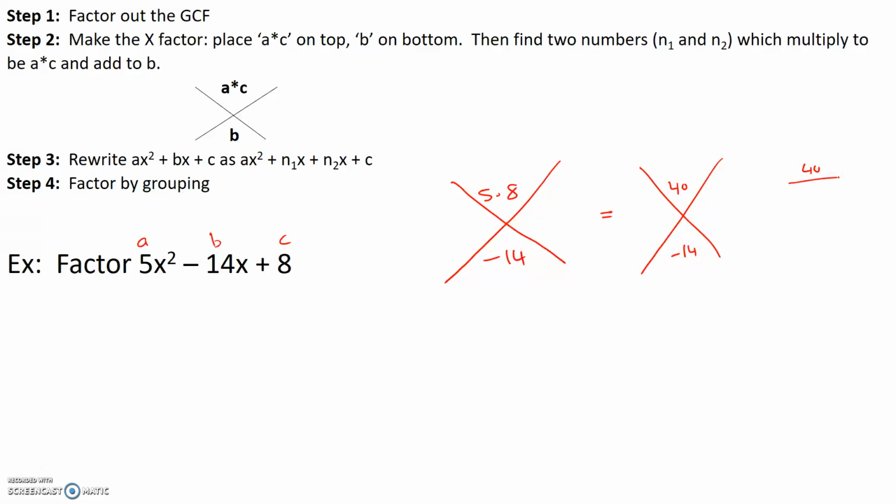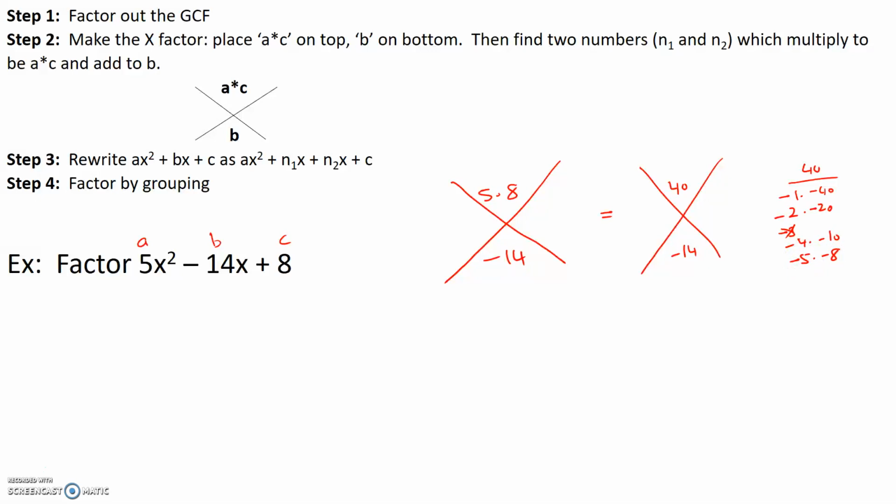Since 40 is positive, we will get two positives or two negatives. But since the 14 is negative, these numbers have to both be negatives. There's -1 and -40. There's -2 and -20. 3 does not go into 40. There's -4 and -10. There's -5 and -8.